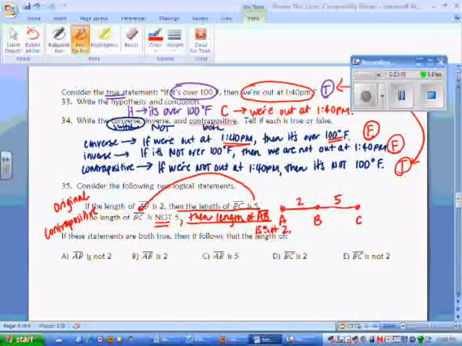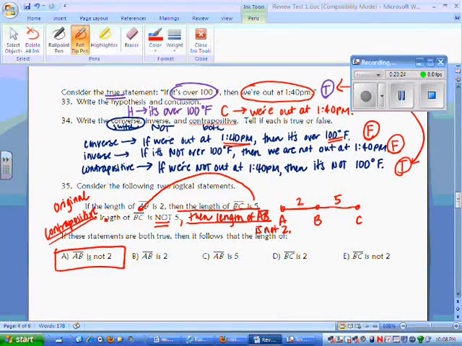Okay, so both statements are true. It follows the length of AB is not true, because we have to rewrite the contrapositives. Moving on to the proofs.